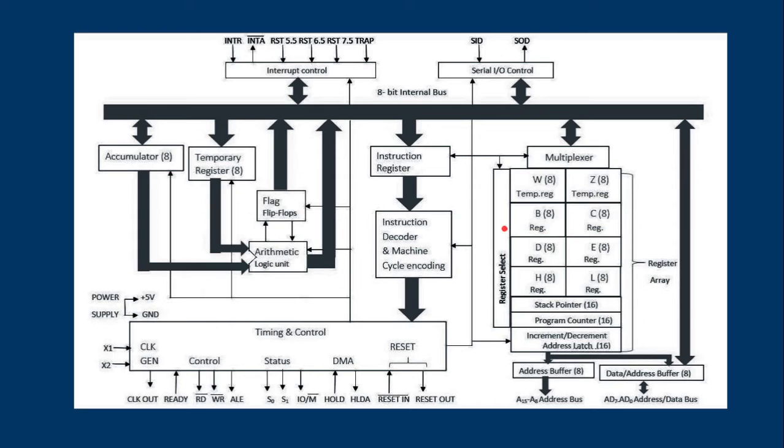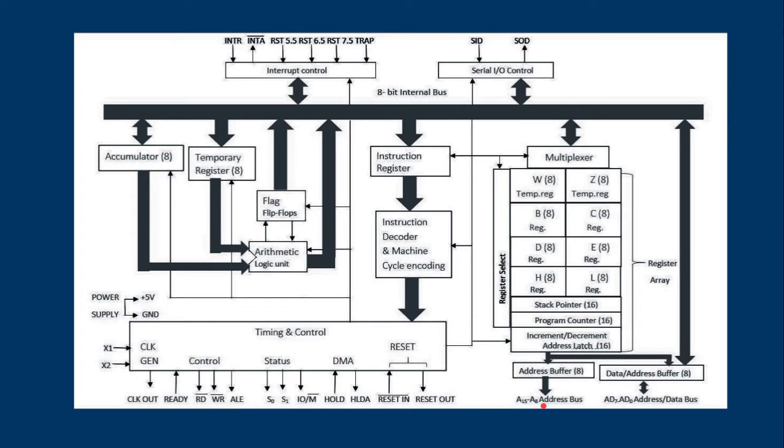For example, if the equation is A equals B plus C, and B and C have the data, then this register select will select the B and the C registers. Likewise, this select is the control signal to select the registers. So these are about the register block.